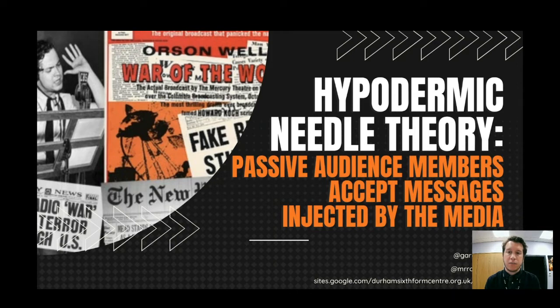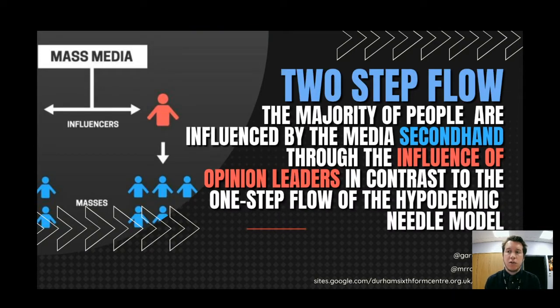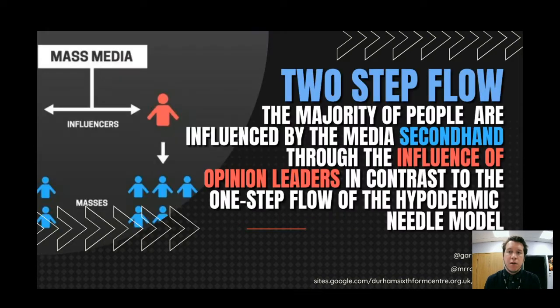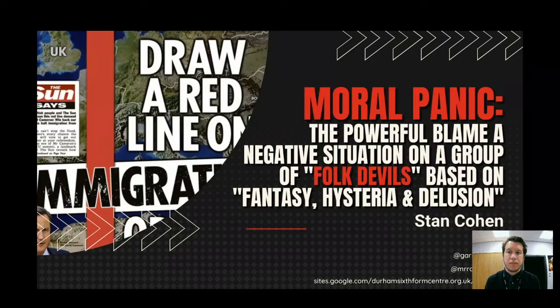One of which is the two-step flow, which acknowledges that unlike the one-step flow model of the hypodermic needle theory, the majority of people are influenced by the media second-hand through the influence of what they refer to as opinion leaders, in contrast to the one-step flow of the hypodermic needle. So, for example, influencers today may well be social media influencers, perhaps in a broader sense that could be celebrities, or perhaps politicians and opinion leaders in society.